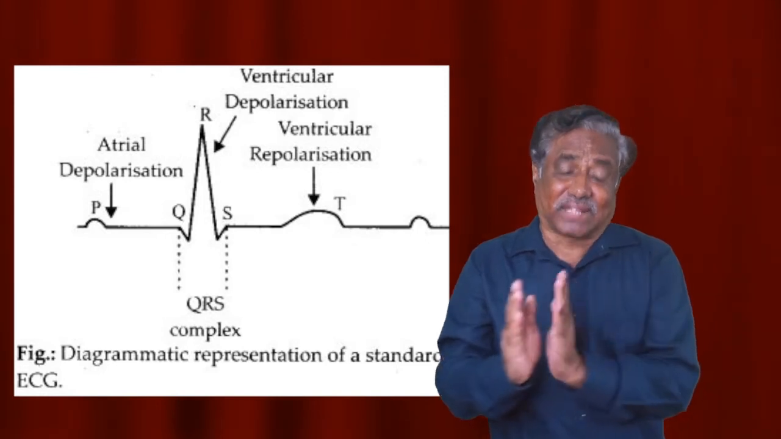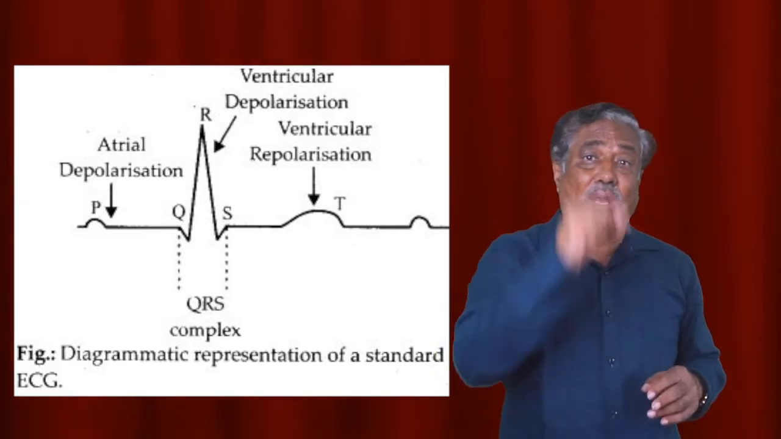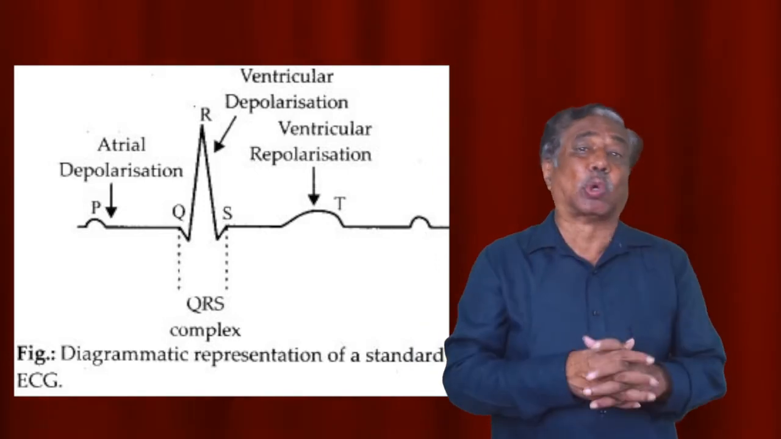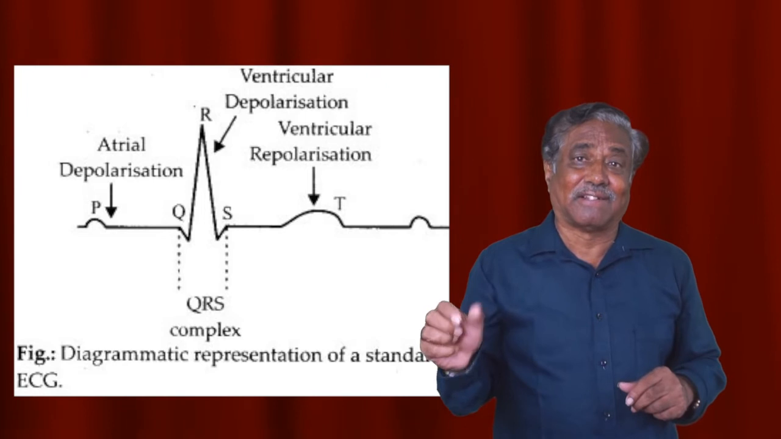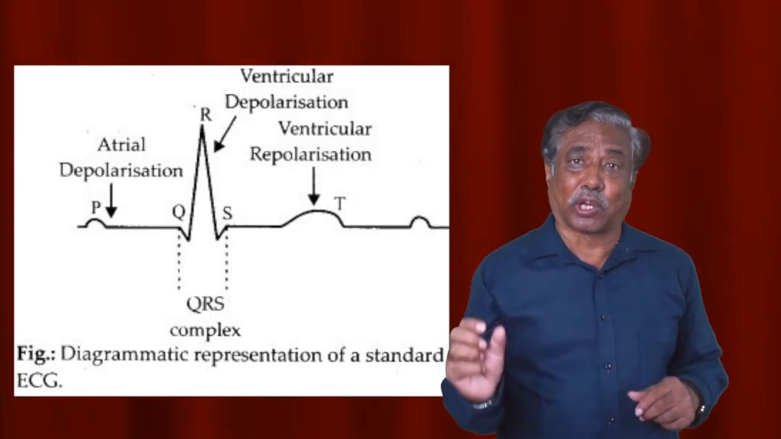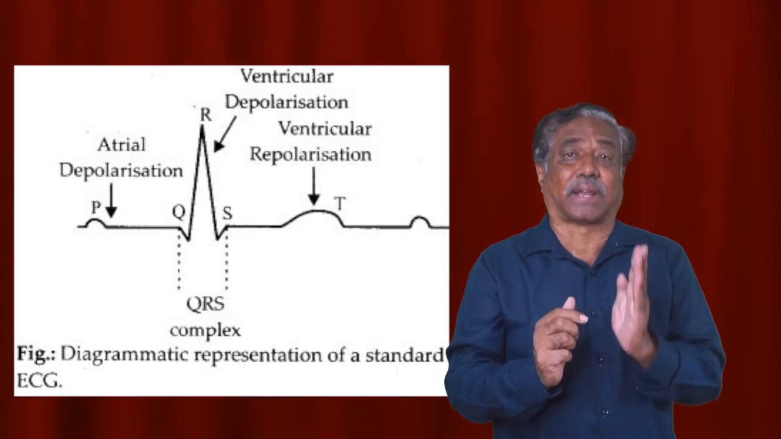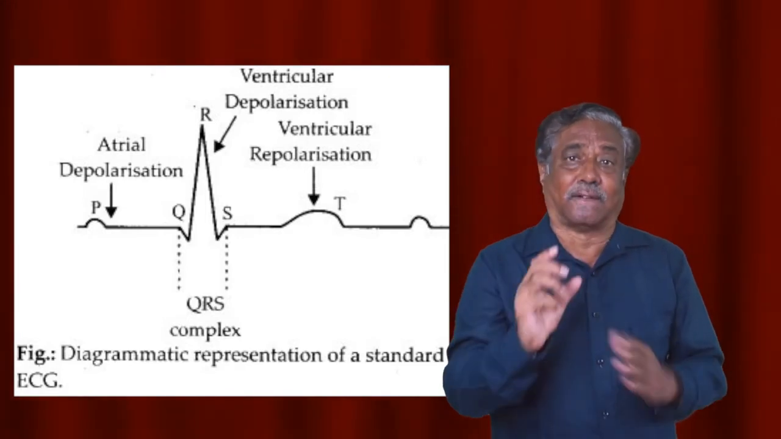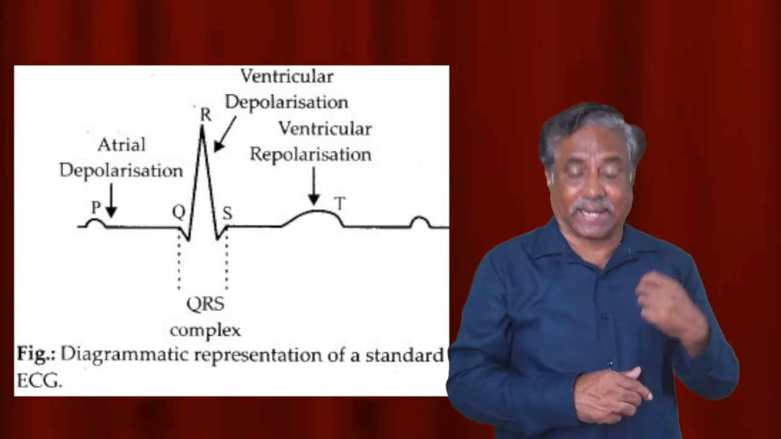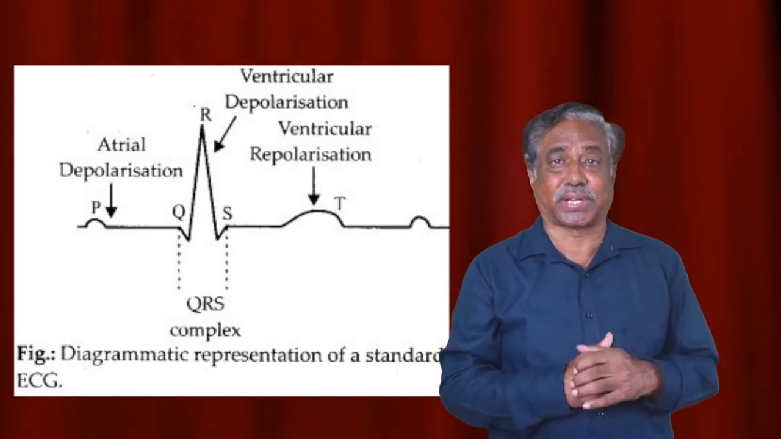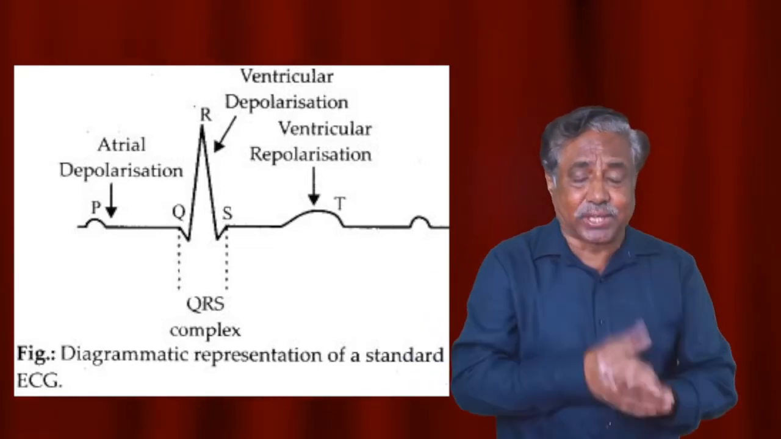So because of this we can know about the heart impulses through the ECG. Once again I will repeat: the P wave is the depolarization of the auricles. The QRS wave is the depolarization or excitation of the ventricles, and the relaxation of the ventricles is called repolarization. And that is about the ECG.